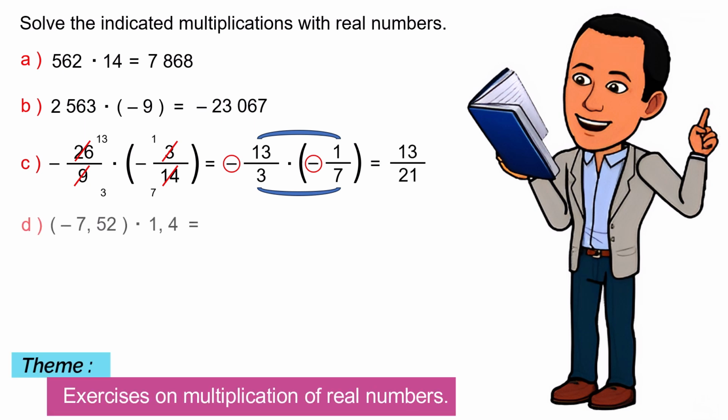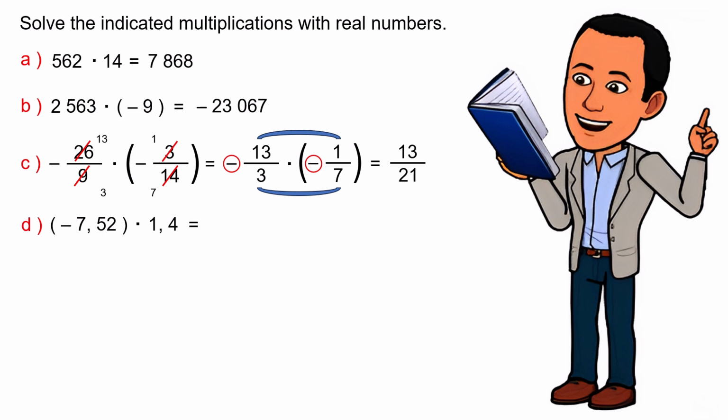Literal D: minus 7.52 multiplied by 1.4. In this fourth case, we have the product of rational numbers, but decimals. Then, applying the law of signs, the result will have a negative sign, and performing the multiplication would be minus 10.528.